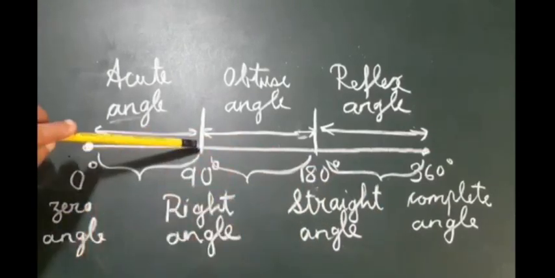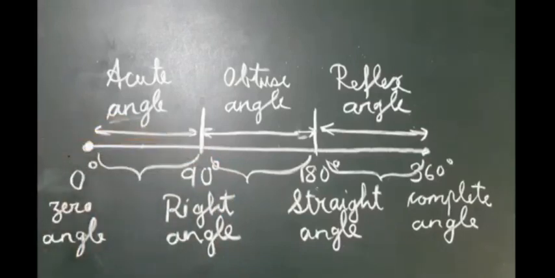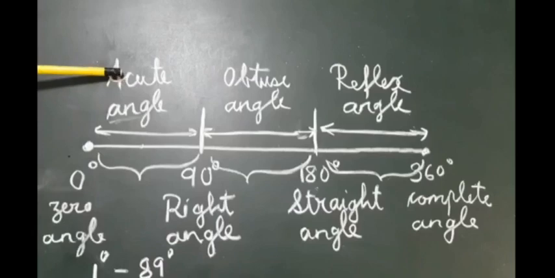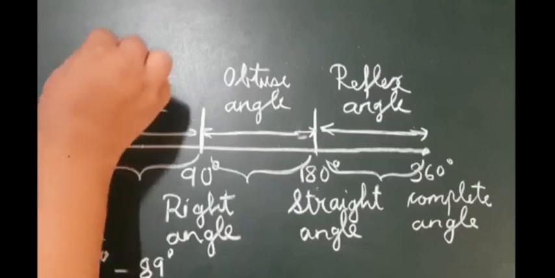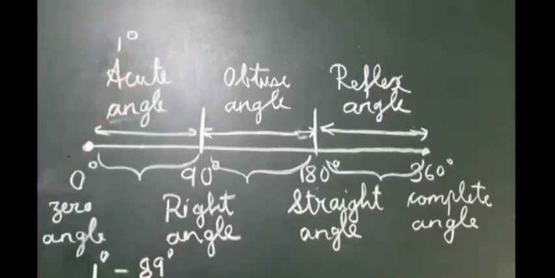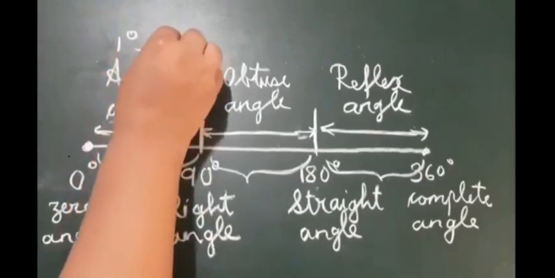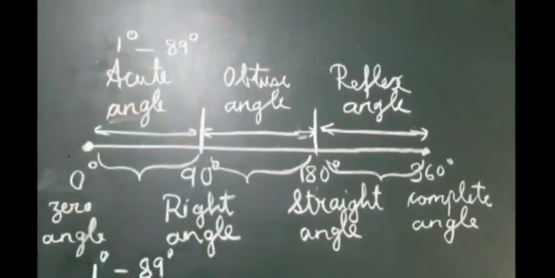Then in this middle area from 0 to 90, there will be 1 degree, 2 degree, 3 degree, like this, means 1 degree to 89 degree it will be. Yes or no? So wherever it stops between 1 degree and 89 degree, that will be the measure of an acute angle. So what is an acute angle? The angle which is greater than 0 degree, that is 1 degree, but less than 90 degree, that is up to 89 degree. If you get any angle from 1 degree to 89 degree, then that angle will be an acute angle.